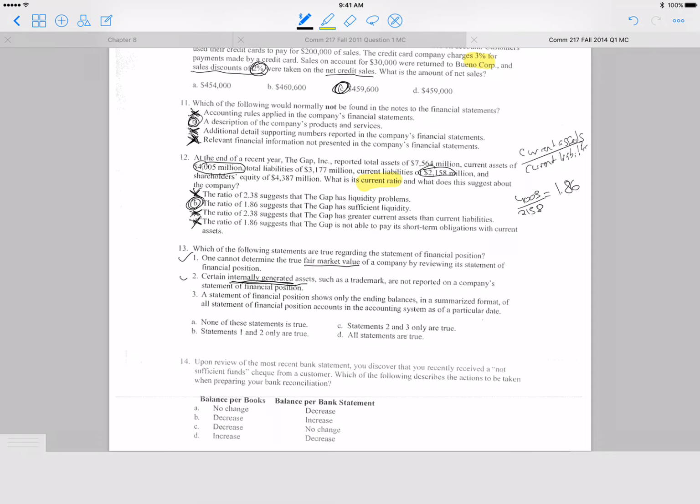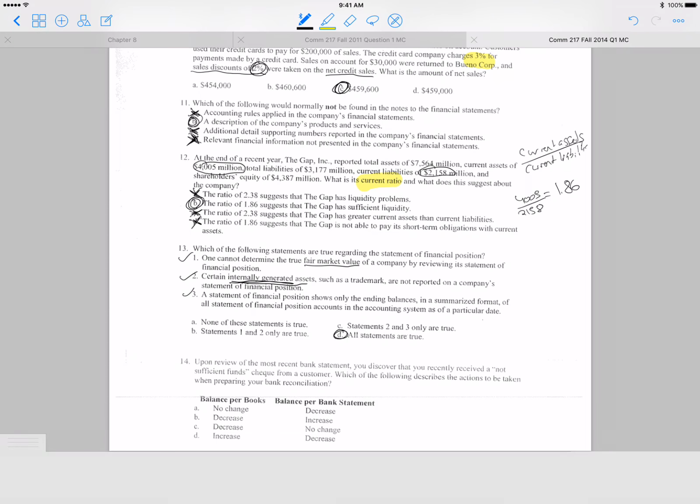So that's also correct. And 3 says a statement of financial position shows only the ending balances in a summarized format of all statement of financial position accounts in the accounting system as of a particular date. That is also true because when you look at a balance sheet, it only has the one sum of each account. It's not giving you every single account receivable, as an example. So all 3 are true, which means that D is the correct answer.